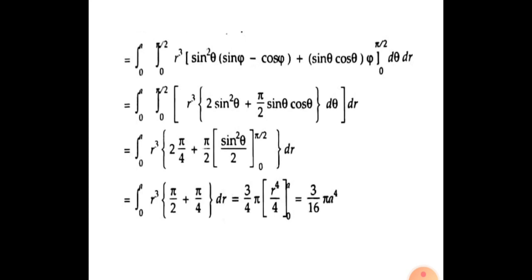Integration of 0 to a, r cube, pi by 2 plus pi by 4. When we apply the upper limit, sin pi by 2 is 1, that is pi by 2 into 1 by 2 whole square, pi by 4, into dr. Then integrate with respect to r. Pi by 2 plus pi by 4, after taking LCM, is 3 by 4 into pi. Integrating with respect to r, r cube is r power 4 by 4, limit 0 to a. So 3 by 16 pi a power 4.